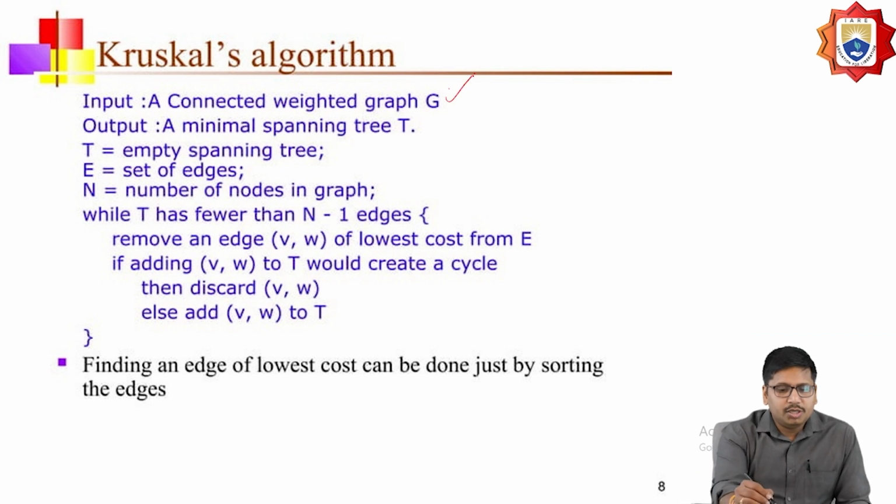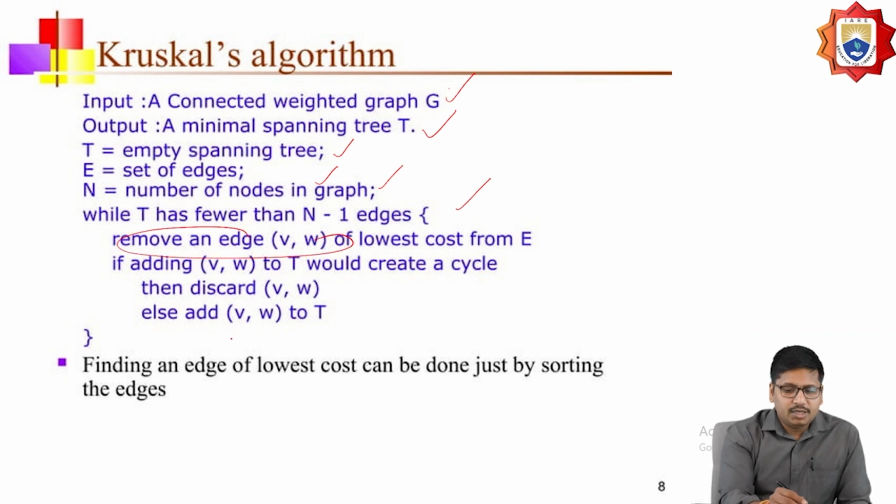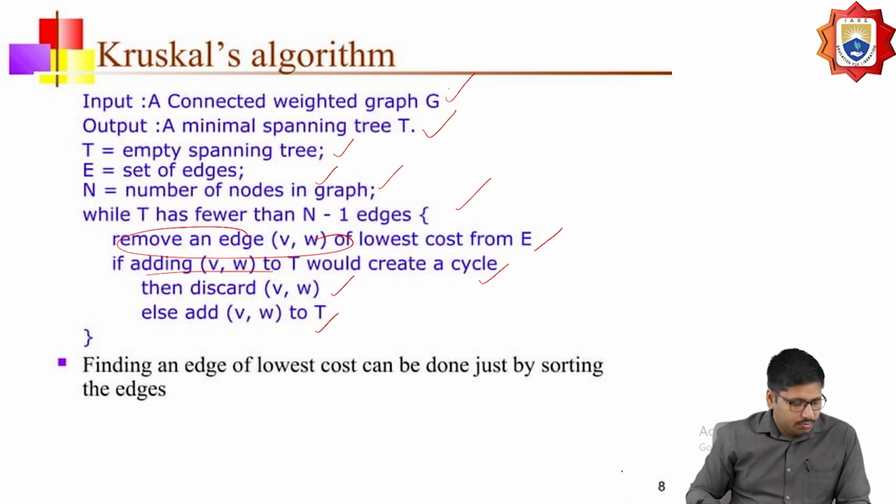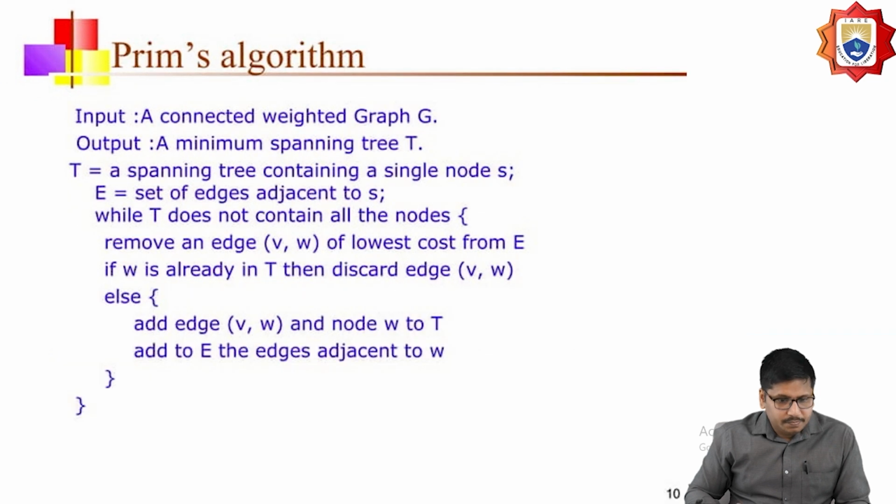The input should be a connected weighted graph and the output should be a minimum spanning tree. Consider an empty spanning tree, a set of edges, and the number of nodes in the graph. Repeat this until n minus 1 edges are formed. Initially remove an edge of the lowest cost, and then add the vertex to T unless it is going to create a cycle. Then discard it, otherwise add it. So this is the algorithm normally we follow.